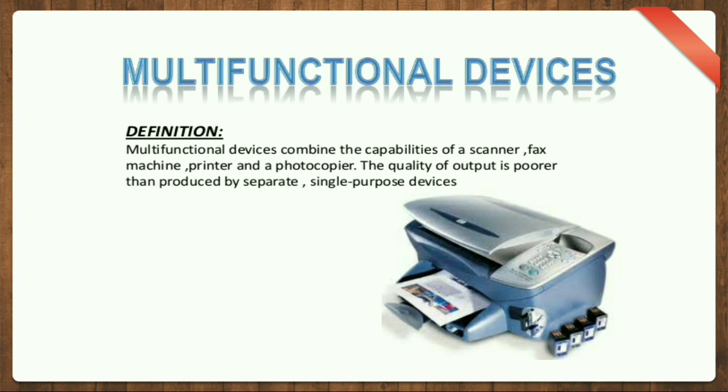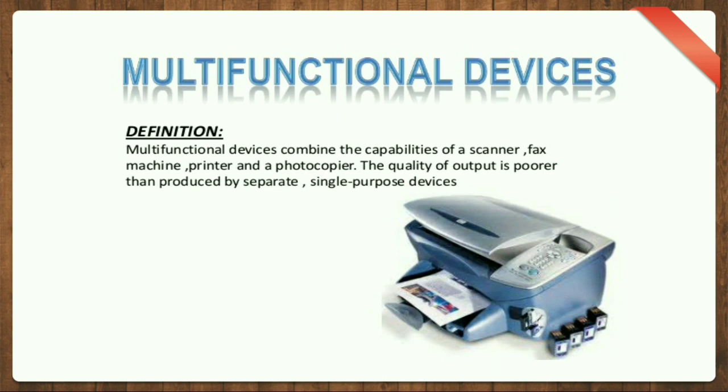Multifunction devices combine the capability of a scanner, fax machine, printer and photocopier. That means scanning is for converting the hard copy into digital copy. Fax means for sending a document from one place to another place. Printer is for taking printouts, and for doing photocopies we can use this device. The quality of output is poorer than that produced by separate high single-purpose devices.